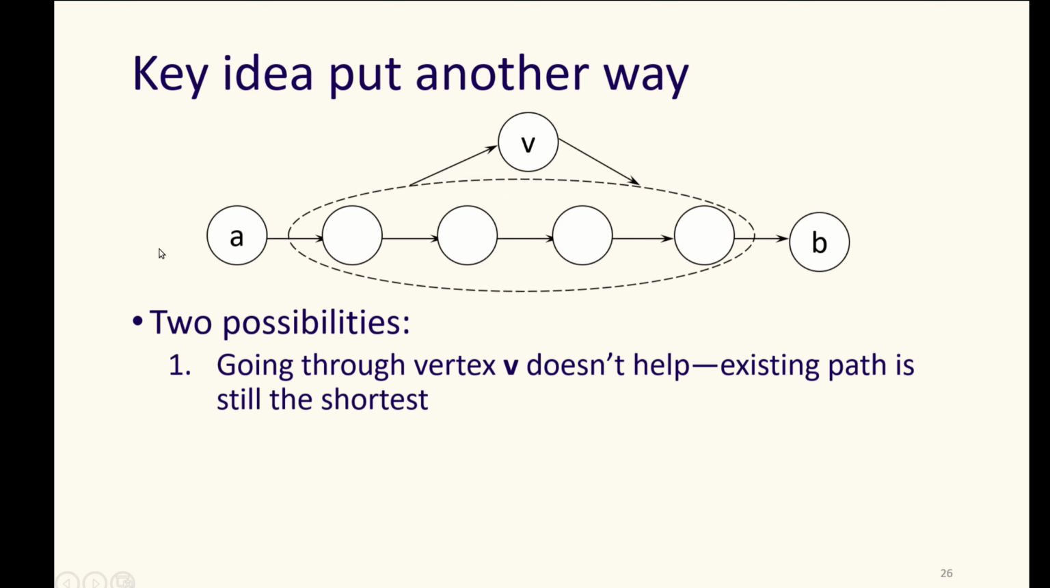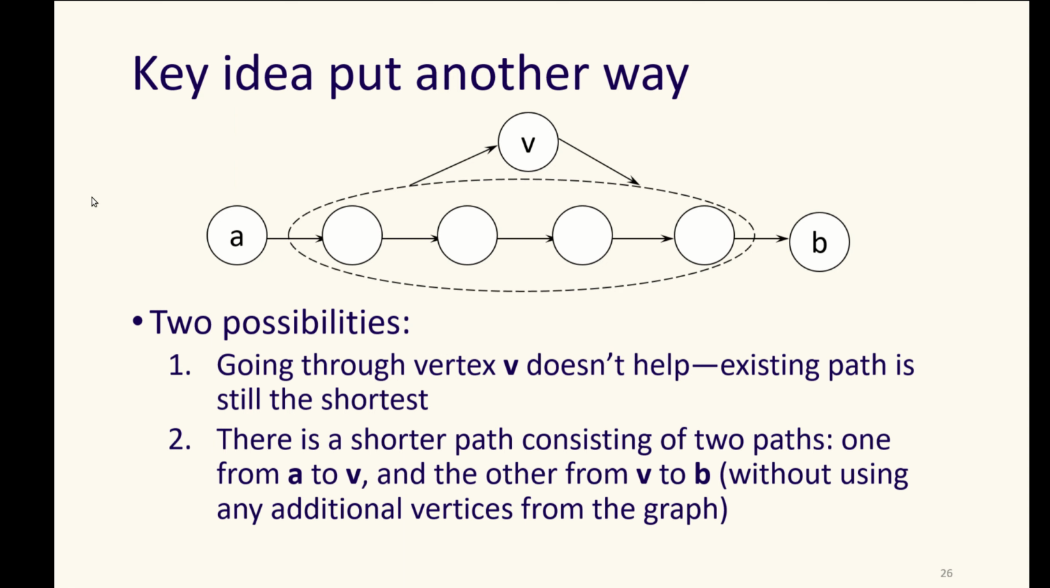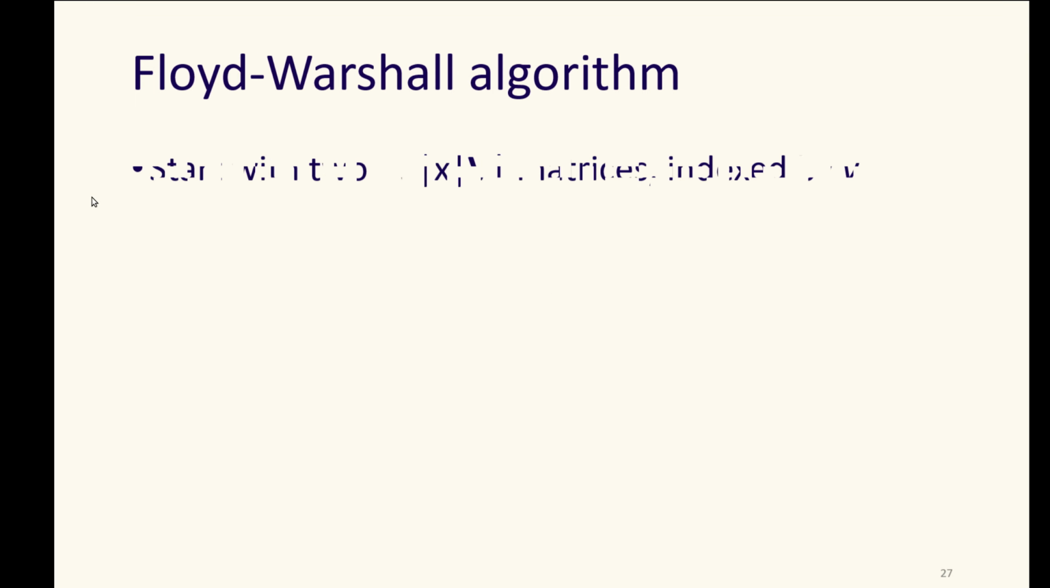So we've got these two possibilities. We know perhaps a path from A to B, or we assume it's infinite before we've seen a path. And then we see a new vertex V, and we ask, well, would it be better to go from A to V and then from V to B? And it may or may not be the case. It may be true that going through V doesn't help and doesn't shorten our path, and it may be true that going through V does provide us with a shorter path.